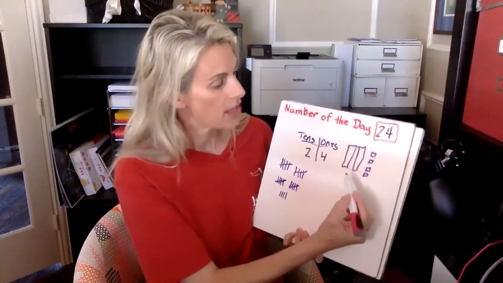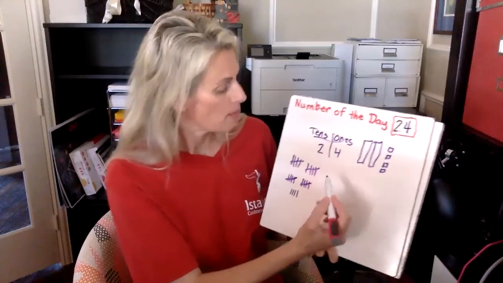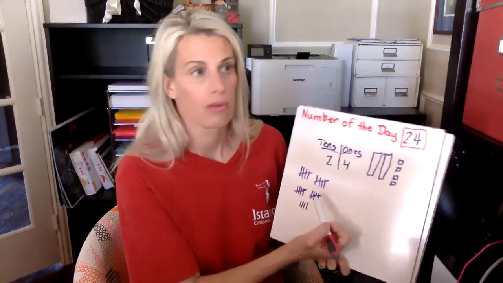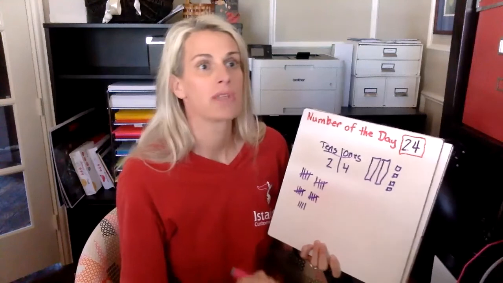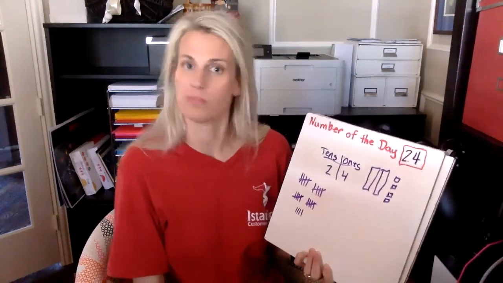So I want to share some things just to get the kids started, right? They could show me how many tens and ones that number had. They could draw it out with base 10 blocks. They could do tally marks, right? What else do you know about 24? What does 24 minutes on a clock look like?